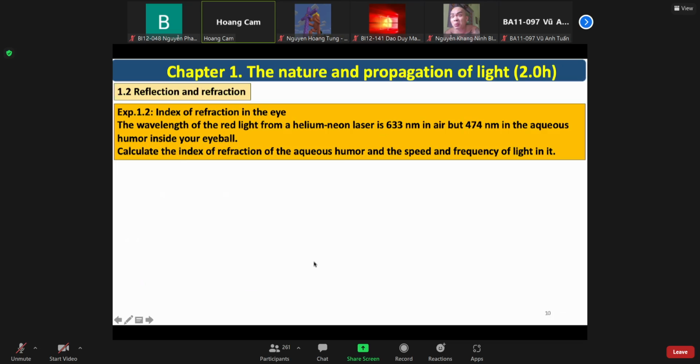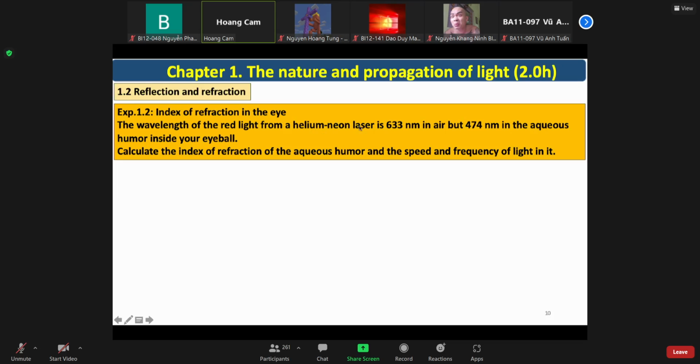So now we will move to another example related to the index of refraction of some different materials. Here we consider the wavelength of the red light from a helium neon laser, 633 nanometer. You see this value is in air, that means red light. Yes, it is for sure. And this helium neon laser is also used a lot in experiments as well.